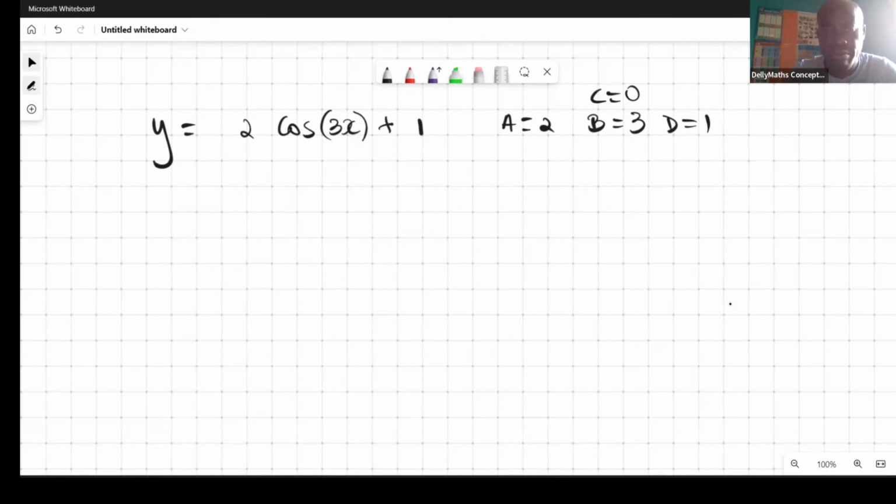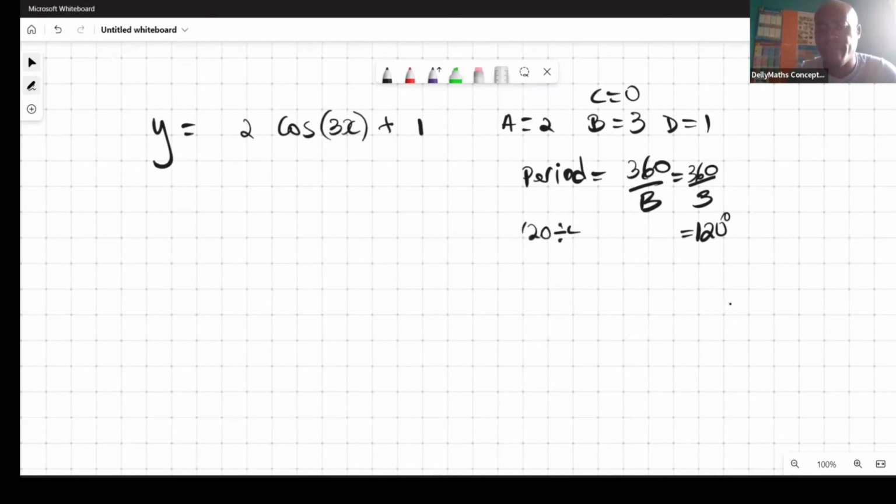Let's work out our period. My period is going to equal 360 over B, which is going to be 360 over 3, and that will give us 120 degrees. Now, the unique spots: if I say 120 divided by 4, I'll get 30 degrees for each critical spot on the graph. So the critical spots are 30 degrees apart from each other, starting from 0.